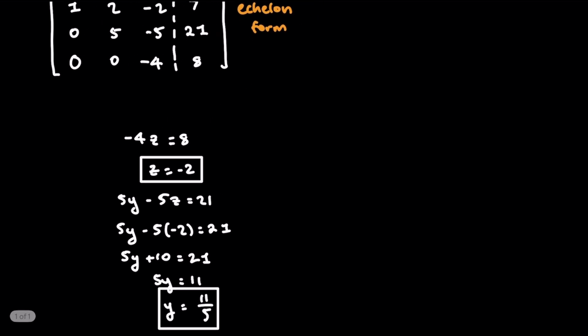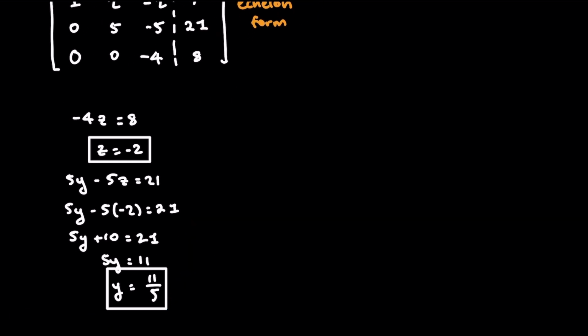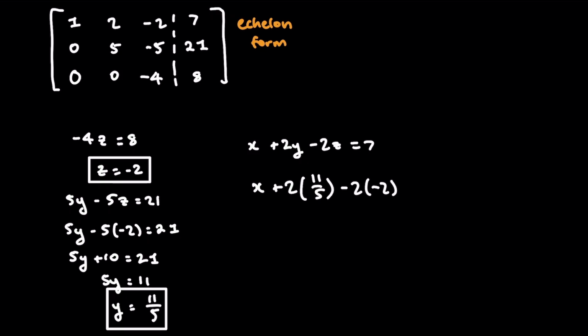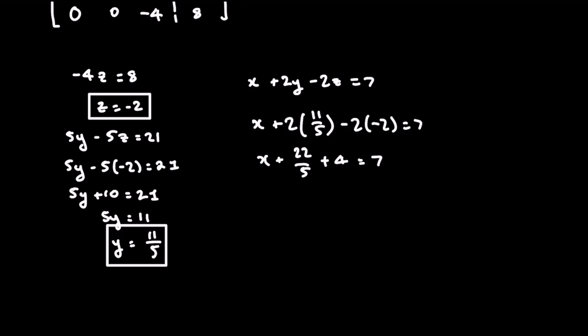Lastly, I can use the equation in row 1, and I can say that x plus 2y minus 2z equals 7. We just worked out y and z. So let's give that a go. x plus 2 times 11 over 5 minus 2 times minus 2 equals 7. That means that x plus 22 over 5 plus 4 equals 7. That means that x equals 3 minus 22 over 5, and that means that x equals minus 7 over 5.